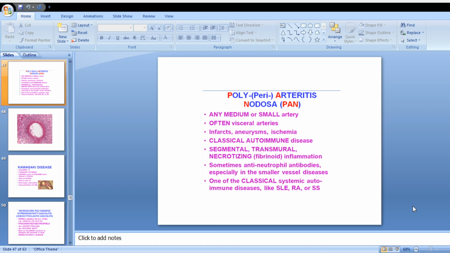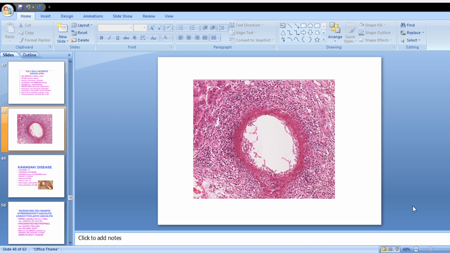This is a microscopic picture of polyarteritis nodosa. We can very clearly see the walls of these vessels surrounded mainly by inflammatory cells, and the wall itself showing hyalinization, that is fibrinoid necrosis.